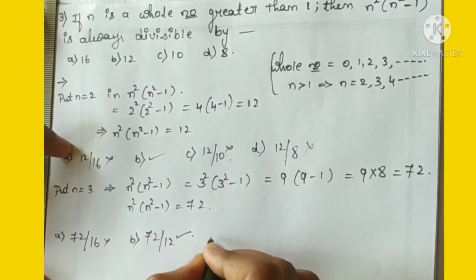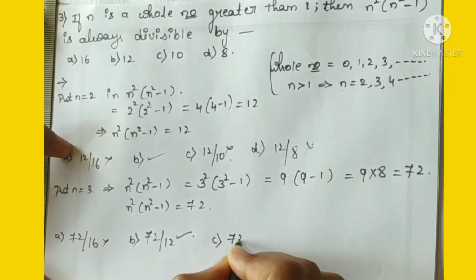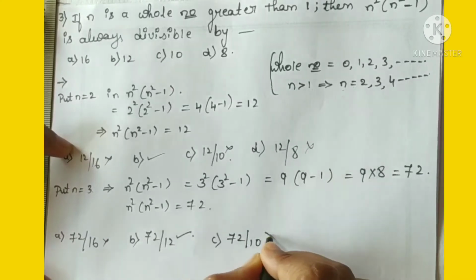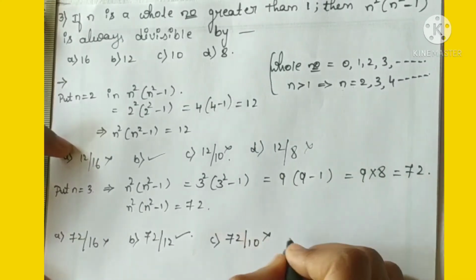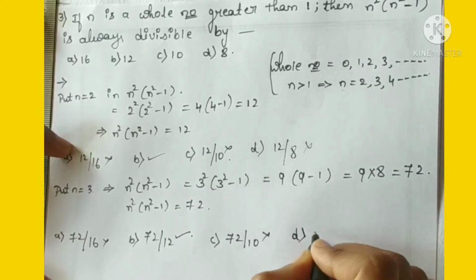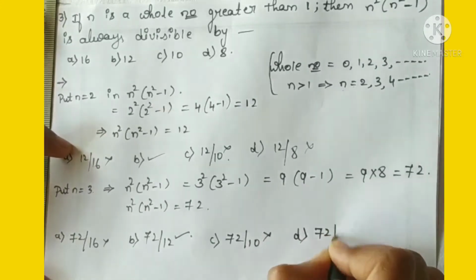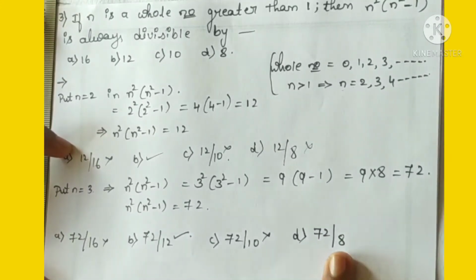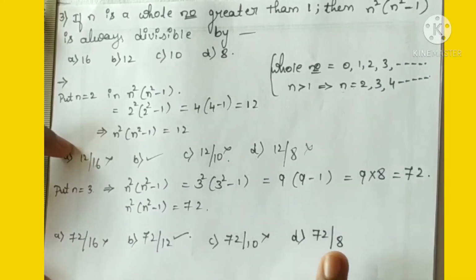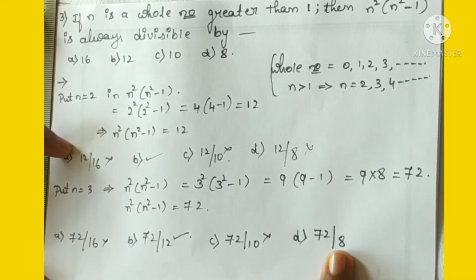Then we go for option C. 72 is divisible by 10? No, it is not divisible. Now option D. 72 is divisible by 8. Yes, 8 nines are 72. So it is also divisible.